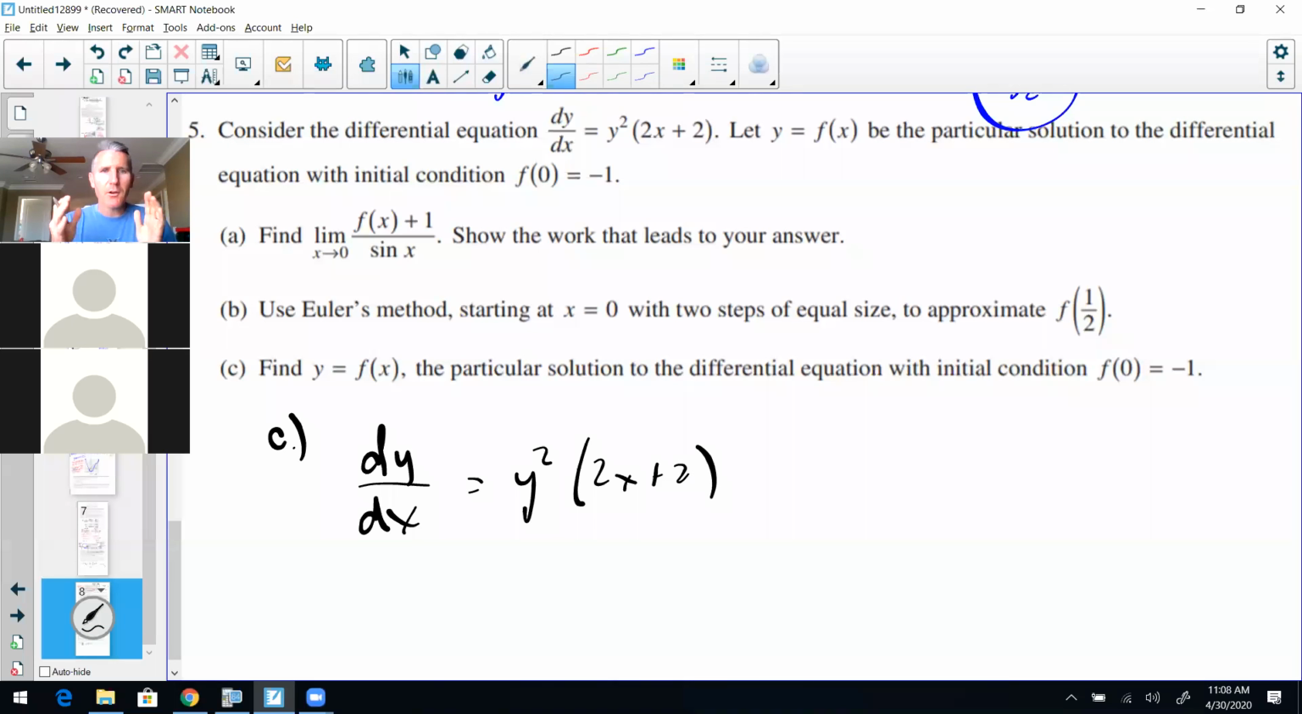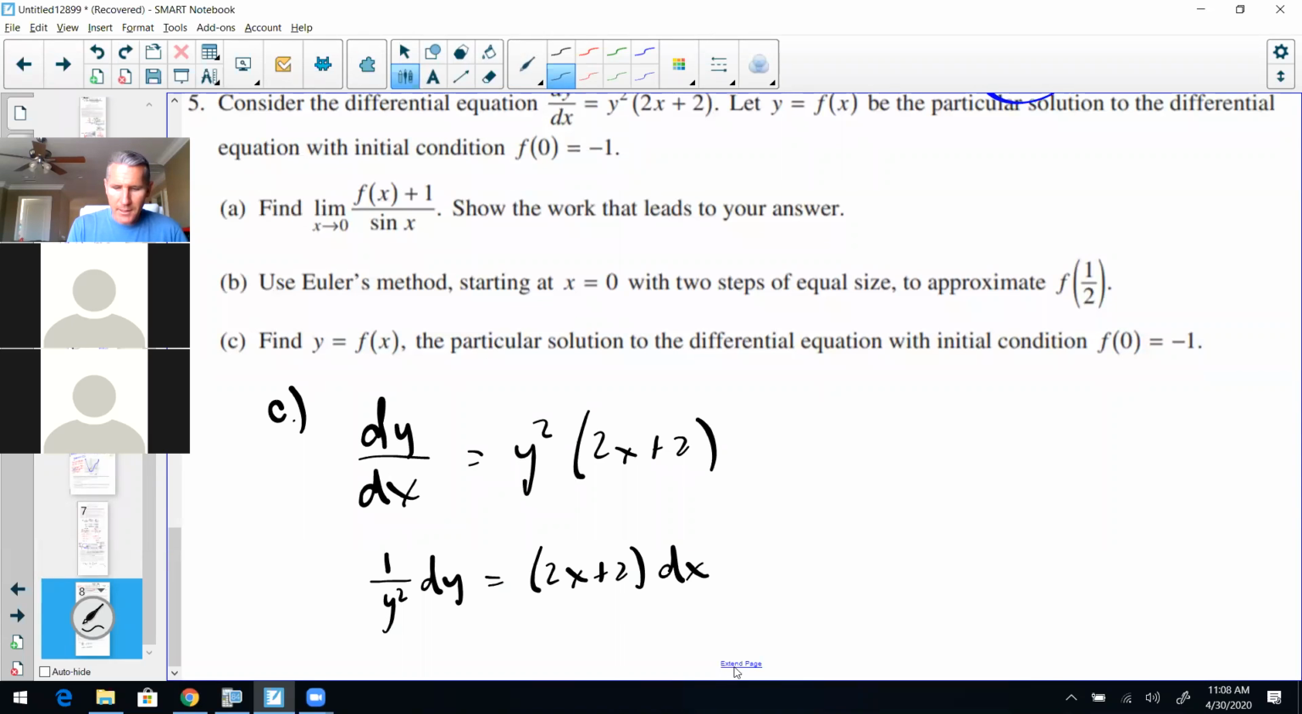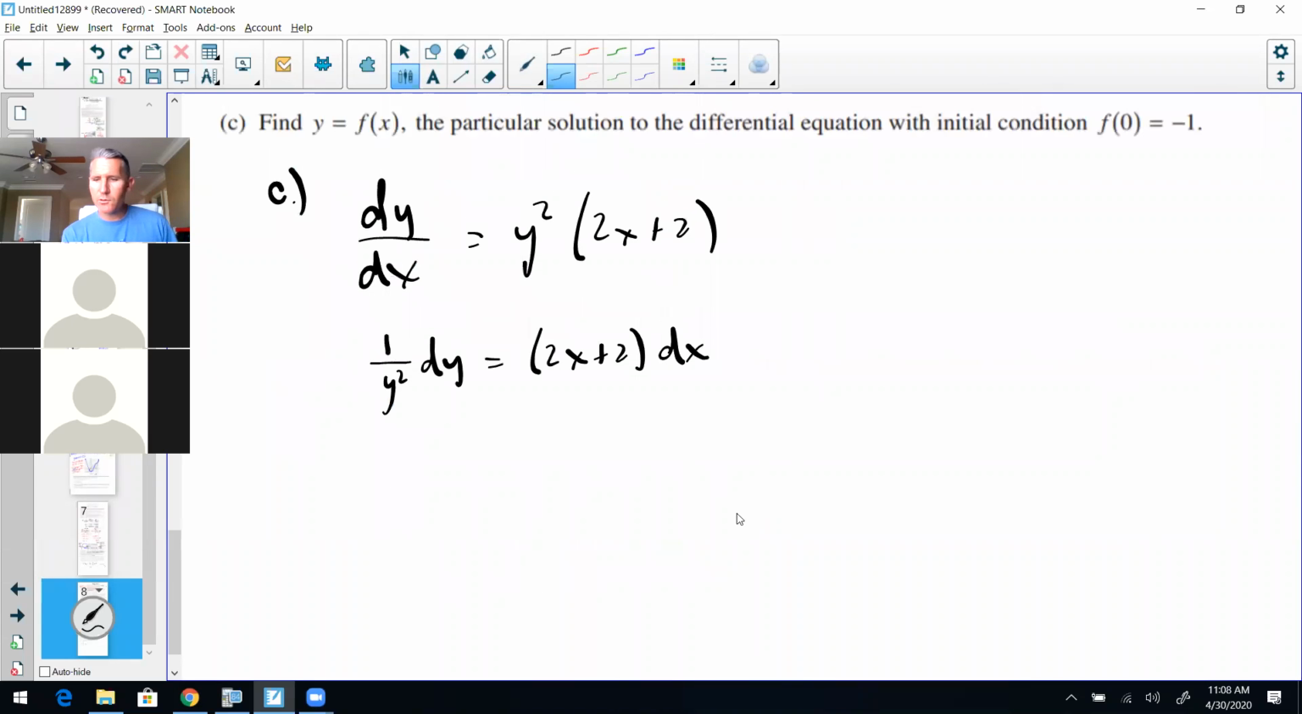I'm going to separate out all my y's and dy's on one side, all my x's and dx's on the other. So I'm going to divide both sides by y squared and multiply by dx to get 1 over y squared dy equals 2x plus 2 dx. Okay? And then I am eventually going to use this initial condition to solve for my c. Right? So at this point, you integrate both sides.